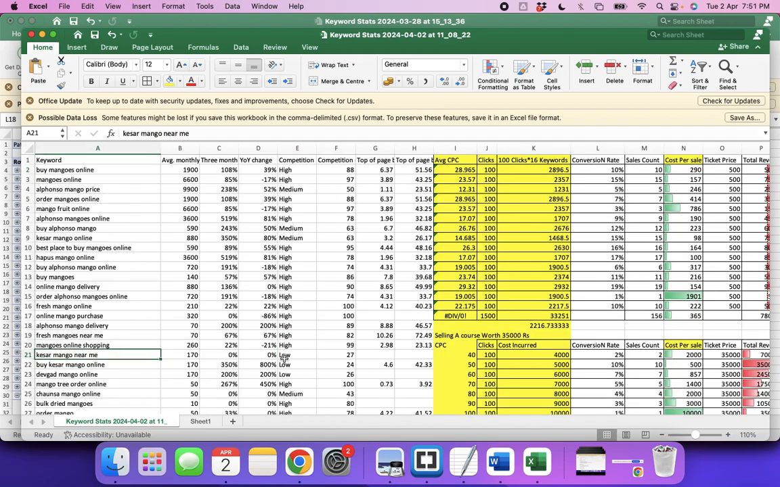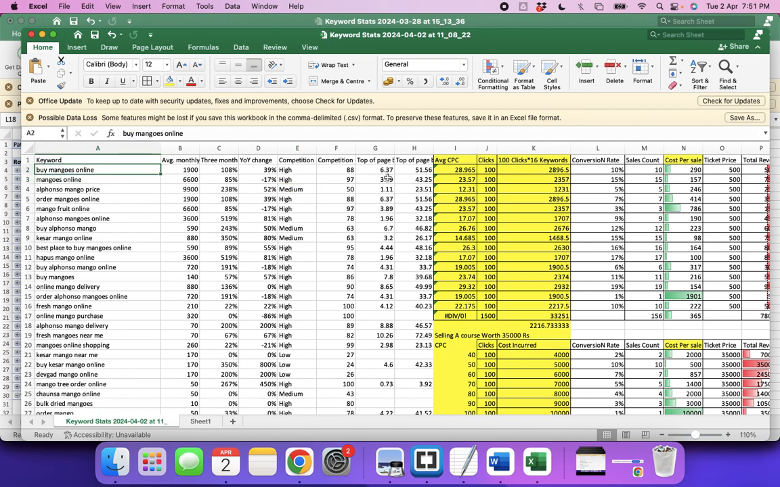Competition: for some of the keywords, like Kesar mango near me, it's low, right? And high, low, medium has a competition index. If you have to speak in terms of numbers, anything between 66 to 100 is high. Anything between 33 to 66 is medium, and below 33 is low. Look at this, below 33, below 33, below 33, low. Both are the same. One is in terms of numbers and the other is the text for the same.